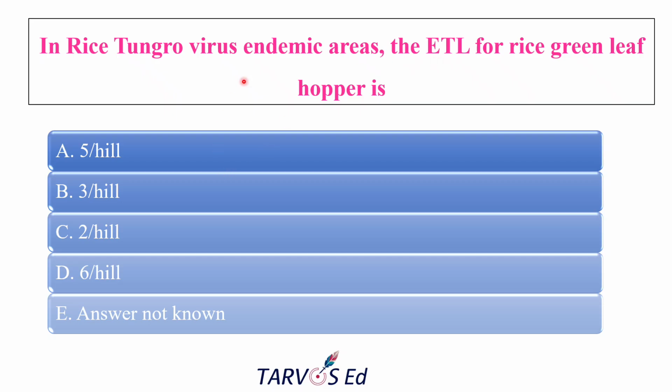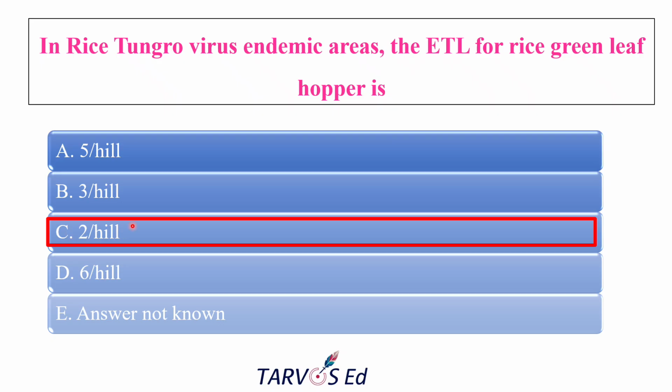The options given are 5 per hill, 3 per hill, 2 per hill, 6 per hill, and the answer is not known. The correct answer is 2 per hill. This is correct for the Tungro endemic area. As per the guidelines given by ICAR and others, the ETL for GLH is 2 per hill. So 2 hoppers can be allowed per hill; beyond that, the risk of virus transmission becomes high.